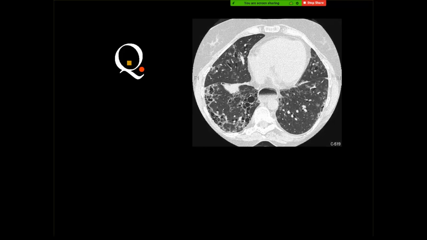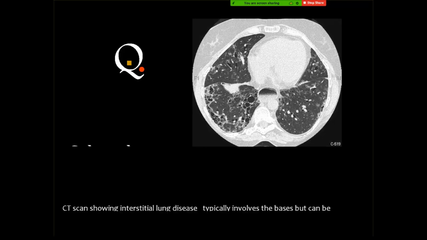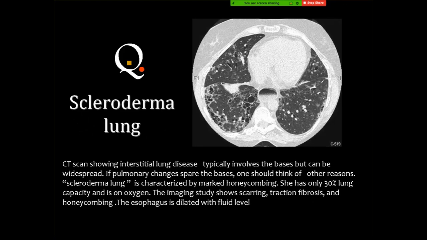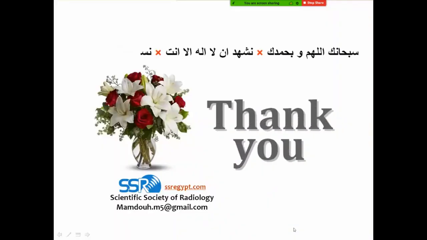Ground glass. Scleroderma. Bronchiectasis. Very good. Dilated esophagus. And this is the scleroderma lung. The changes in the lung are those of interstitial lung fibrosis, but the dilatation of the esophagus, with or without air fluid level, is diagnostic of scleroderma. Very good. Thank you very much.